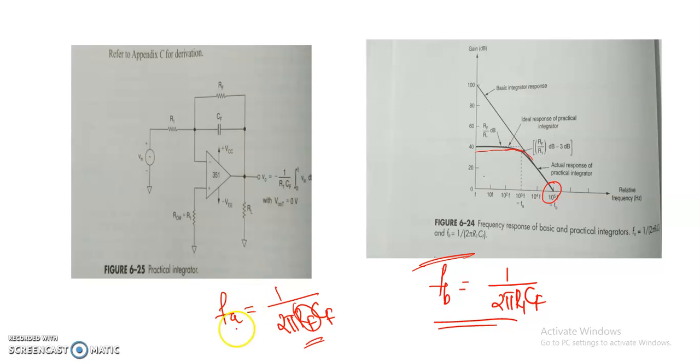In that case, the frequency at which the gain begins to decrease at a rate of 20 dB per decade is given by FA equal to 1 by 2 pi RF CF. Here, the frequency depends on the resistor in the feedback network. The frequency at which the gain becomes unity, or 0 dB, can be written as FB equal to 1 by 2 pi R1 CF. Here it depends on the resistor R1, that is the resistor connected to the input of the circuit.